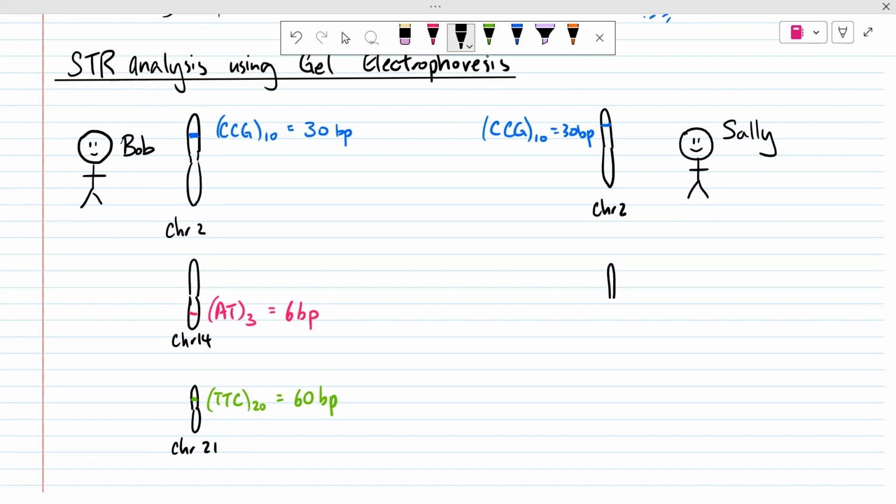And then, for chromosome 14, we're gonna have another repeat here, AT, which is, let's say, repeated 10 times. So that would be 20 base pairs. And then finally, chromosome 21, there is the TTC again, but this time it is repeated, let's say 5 times. So 15 base pairs.